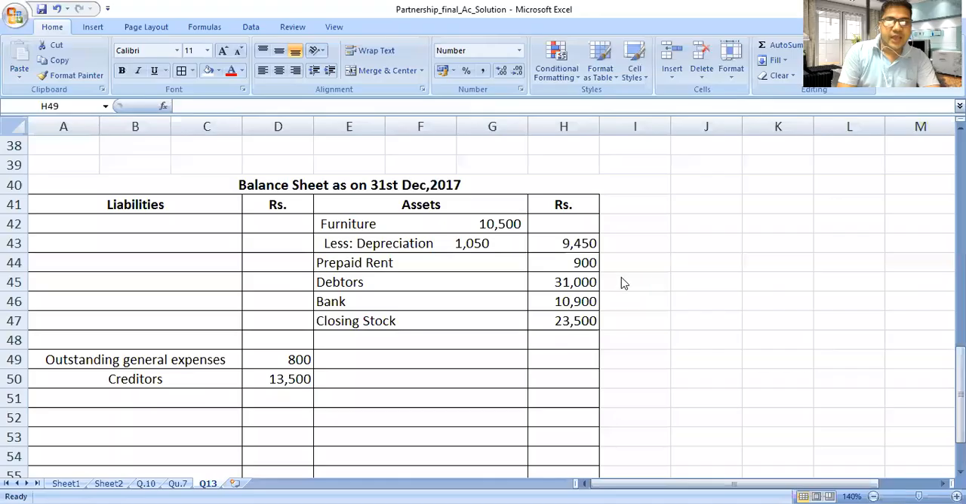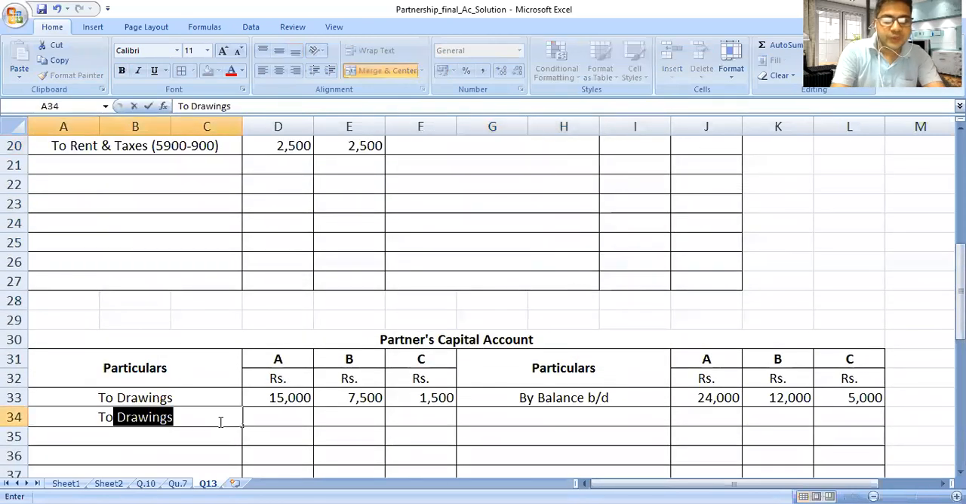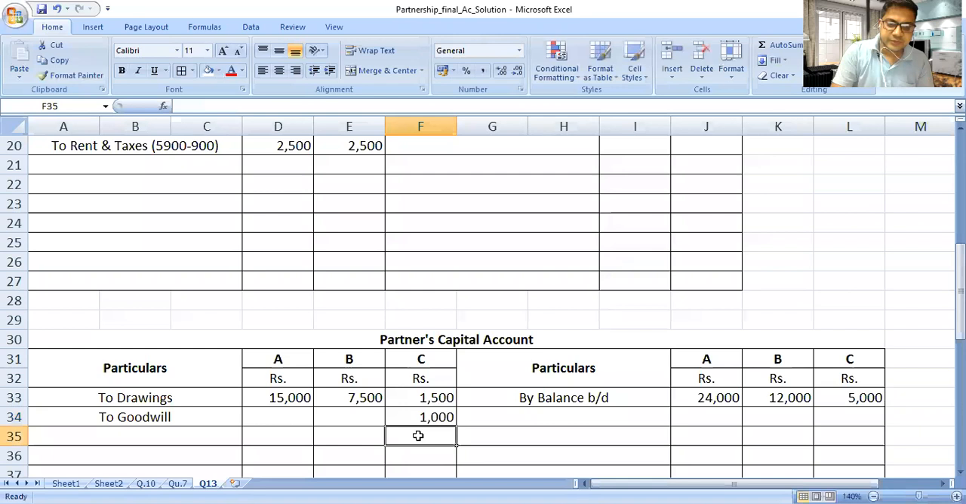On the partners' capital account debit side, we have to show the goodwill value: to goodwill, and in the C column 1,000. Now this goodwill of the new partner is distributed among the old partners as per their profit sharing ratio.